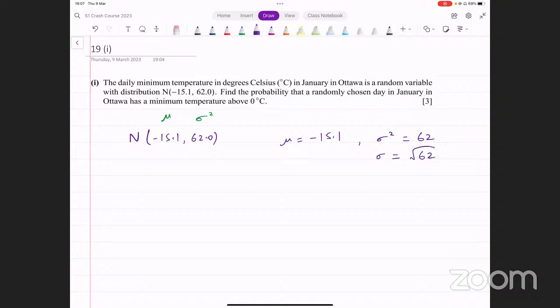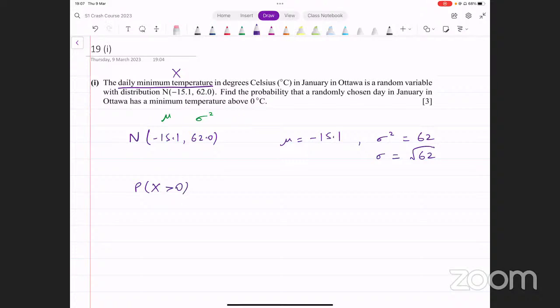Now, what are we looking for? We're looking for the probability that a randomly chosen day in January has a minimum temperature that is above 0 degrees Celsius. It says the daily minimum temperature follows normal distribution. Okay, so let's call this x. Let's say this is the variable that follows normal distribution. What we're looking for is the probability that this temperature is above 0 degrees Celsius. So this is the probability we're looking for, the probability of x being greater than 0. That's what you want to figure out.